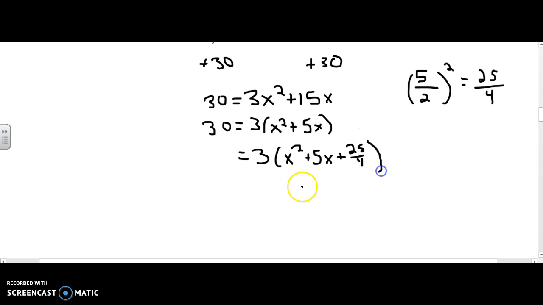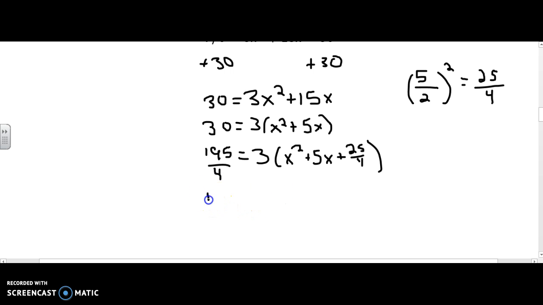So that means that over here, I need to make sure I add 3 times that, which would be 75 fourths. Now 30 is actually 120 fourths. So 120 fourths plus 75 fourths is going to be 195 fourths. It's a lot of quarters there.